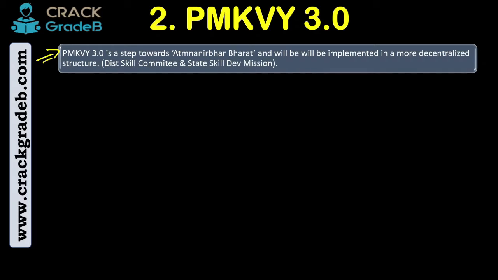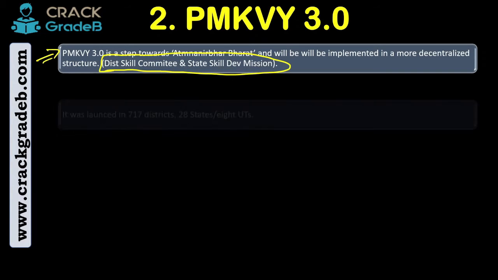And how? Let us connect this with Panchayati Raj. You have seen this in that particular lecture. So when things are coming down, the things are more organized and can be manageable in small bits and pieces, right? So this is more in a decentralized structure, and the skills are going to be decided and looked upon by the district skill committee and state skill development mission.